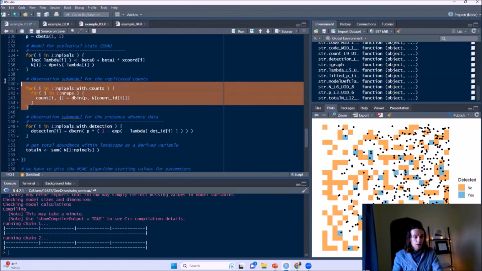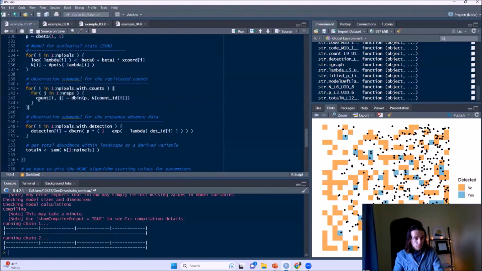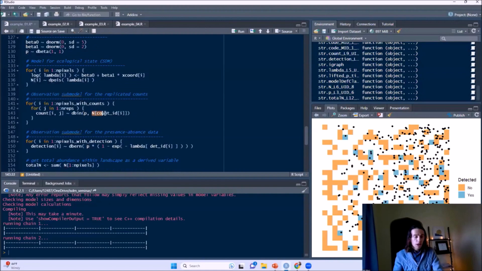And then we have a submodel here for our replicated count data. We loop through the sites where we have counts. We loop through the repeated visits, and we model each count with a binomial distribution where we have this detection probability P here, which we're estimating. And then the number of trials is the latent abundance within that cell.